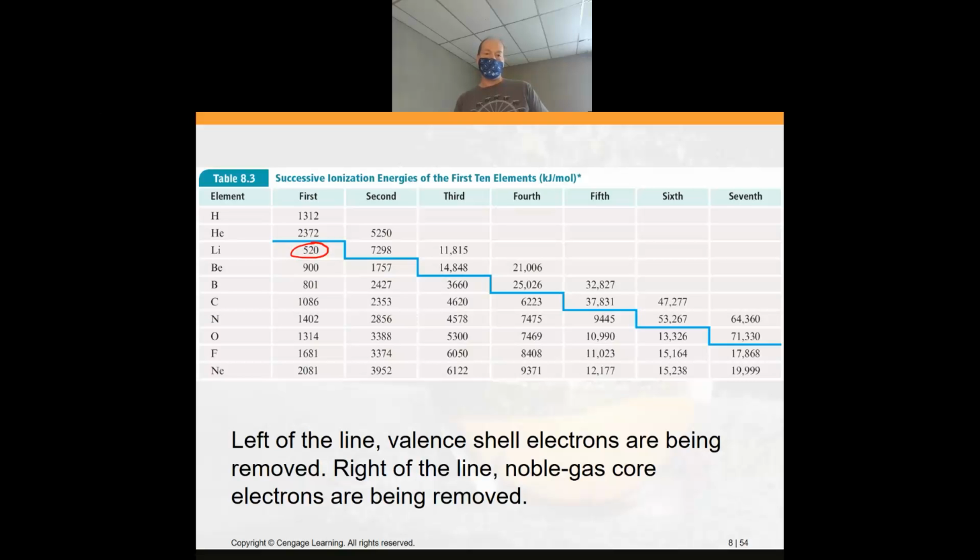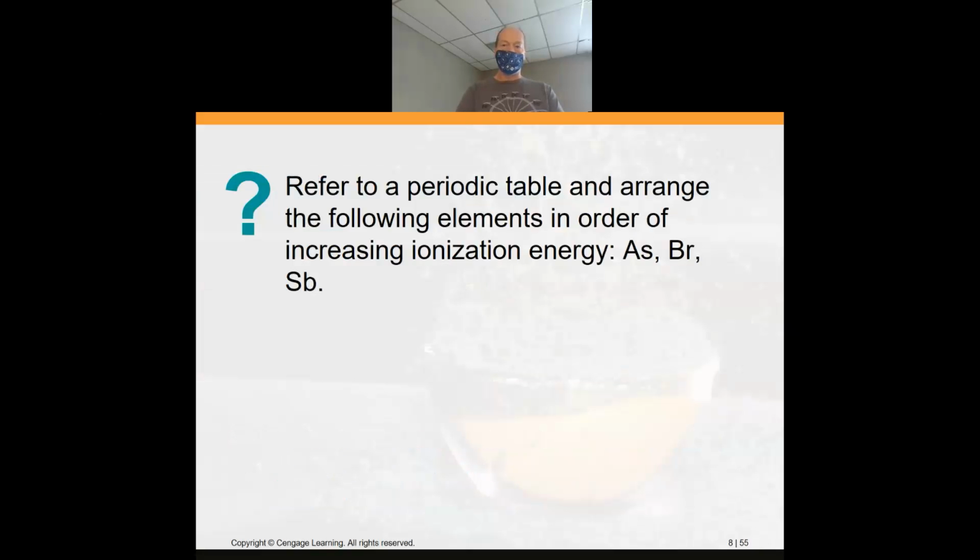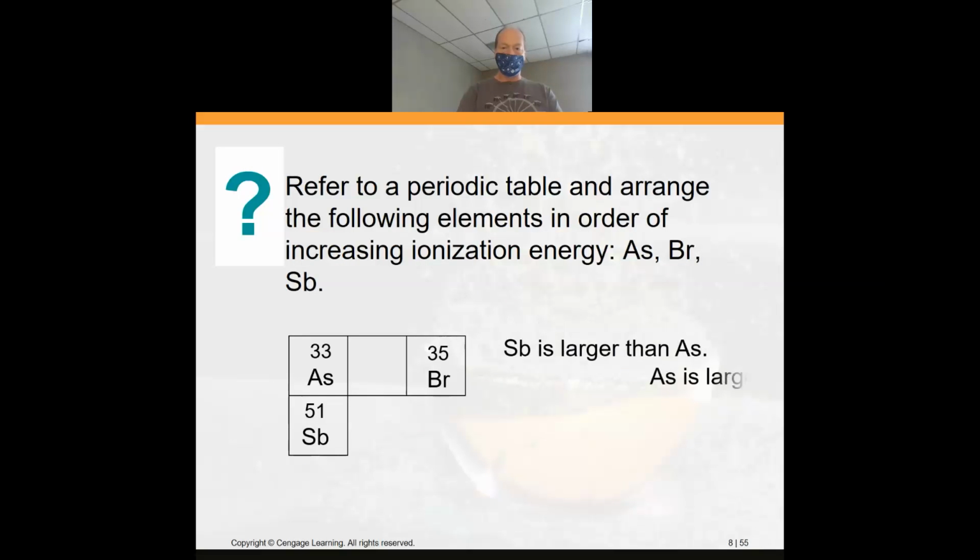And so that's what this is showing. All right, and so you have boron, you take out the first 3, and then when you take out the fourth one, that's when you have the noble gas core, that's when you have your large, dramatic increase in energy. So you have that when you're taking the electron out of the noble gas core.